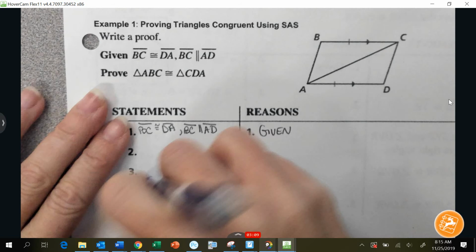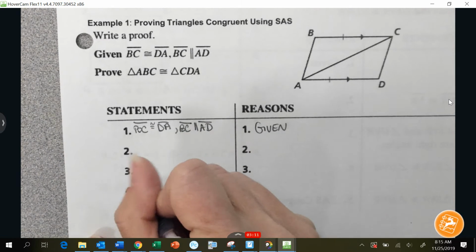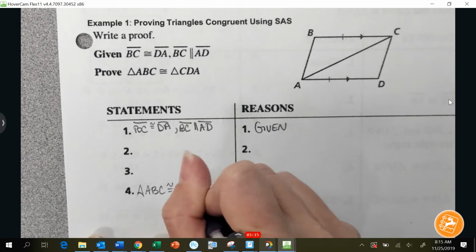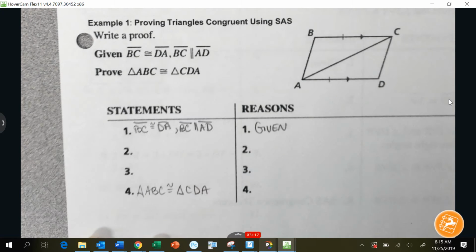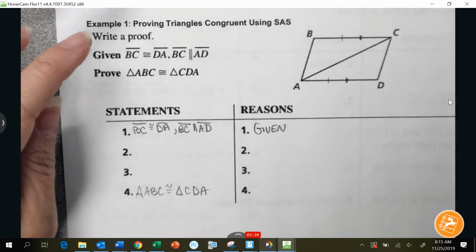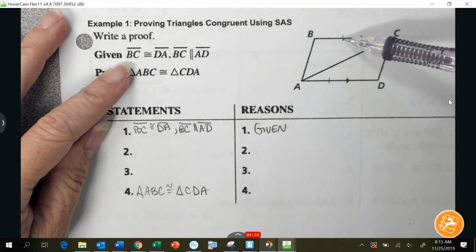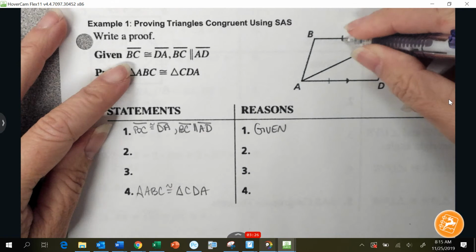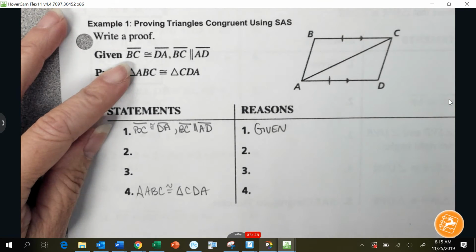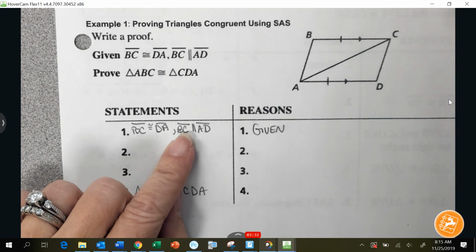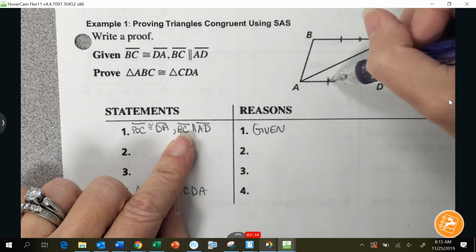Okay, so sorry, I didn't do this one here. You guys were doing it. That would be what we're trying to prove. Triangle ABC congruent to triangle CDA. All right, next. If I know that BC is congruent to DA, then I would go mark it. It already is marked for me, but I would go mark it if it wasn't marked. And then, so that's two sides that are congruent.